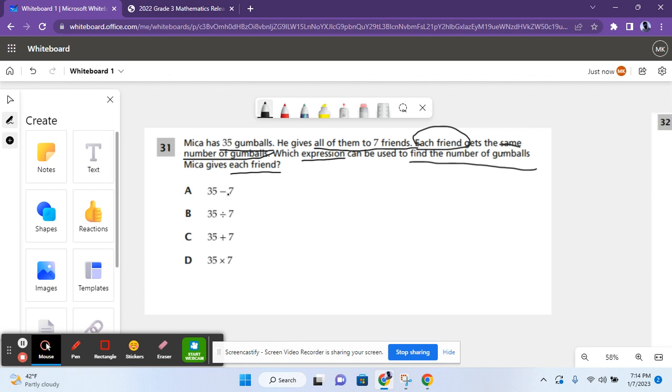For choice A, it says 35 minus 7. That means that you're just subtracting 7 from 35. You're not distributing them equally. So A is not a correct answer.